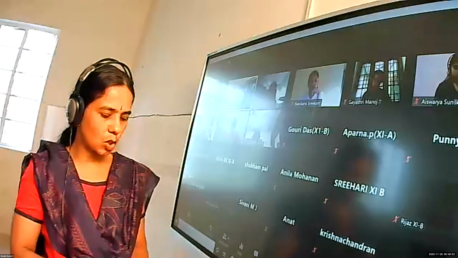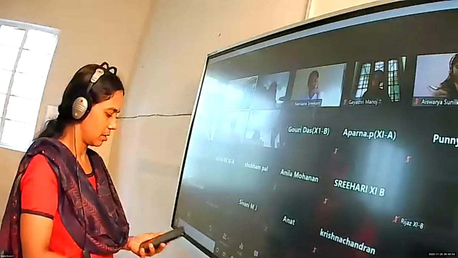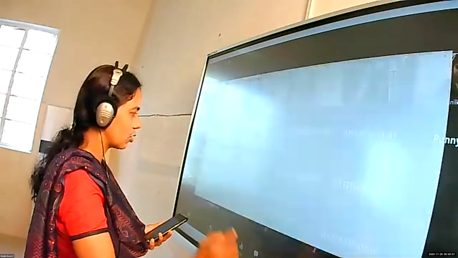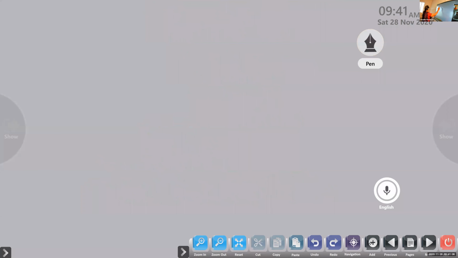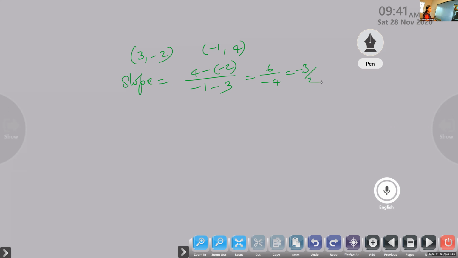Where k is any real number, you can write. Then find the slope of the line passing through the points (3, minus 2) and (minus 1, 4). What is the formula you have to use? Points are given as (3, minus 2) and (minus 1, 4). So slope is given by y2 minus y1 over x2 minus x1: 4 minus of minus 2, minus 1 minus 3, isn't it? So it is 6 by minus 4. So it is minus 3 by 2.